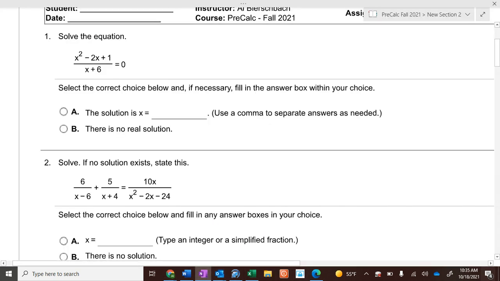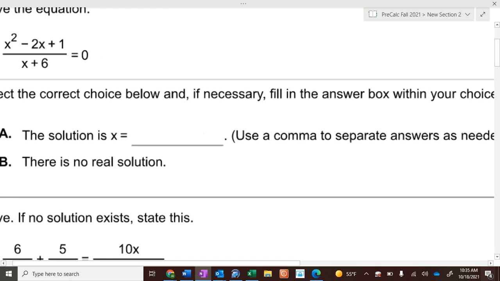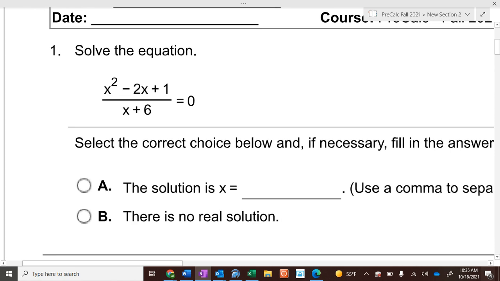Okay, so if we have a fraction like this, how would you solve it? Okay, no, not with the graphing calculator. So multiply both sides by x plus 6. What does that do? That cancels this. What's 0 times x plus 6? 0. So then you get x squared minus 2x plus 1 equals 0.